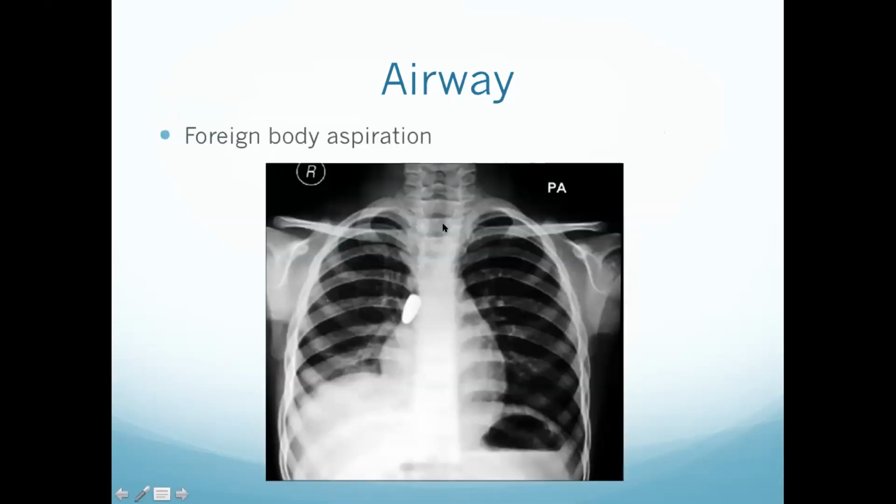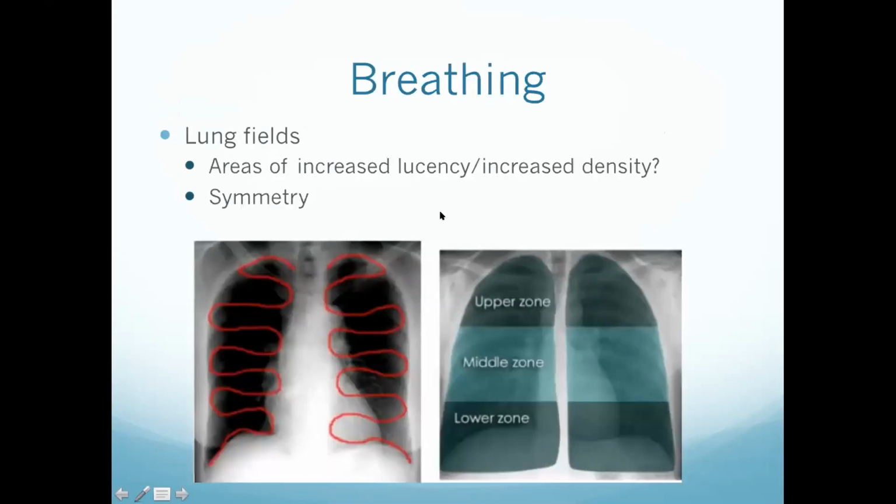And then foreign bodies as well, you want to look out for those in the airway. Moving on to breathing. So the main thing is the lung fields, looking for areas of increased lucency and density. You want to be looking for symmetry, comparing them all. As I said earlier, avoid describing anything as being in a lobe. Just play it safe and say zones. So upper, middle, lower zone. You could also even add in apical zones for this.